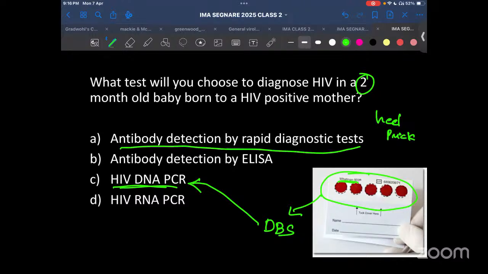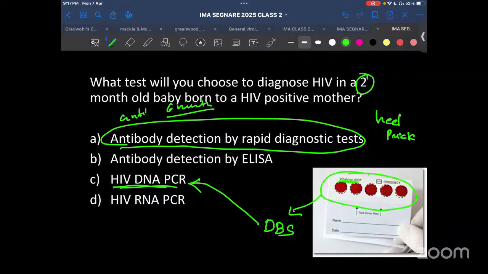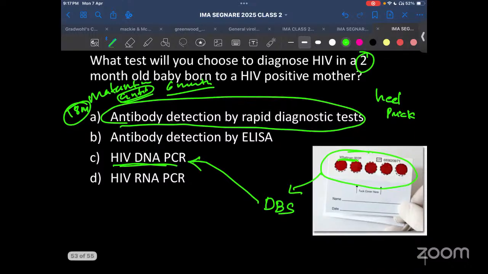Now, antibody detection by rapid test. Why is it not used? It is a routine test that is being used. See, it is a baby 2-month-old. It takes at least 6 months for the antibody to develop. Otherwise, what will happen? Maternal antibody will be present till 18 months of age. So it will give false positive. Mother is already HIV infected, so maternal antibody will be present. So it will take at least 18 months for it to disappear. Okay, so that is why the rapid diagnostic test detecting the antibody, we are not doing. Okay, so HIV DNA PCR from dried blood spot.